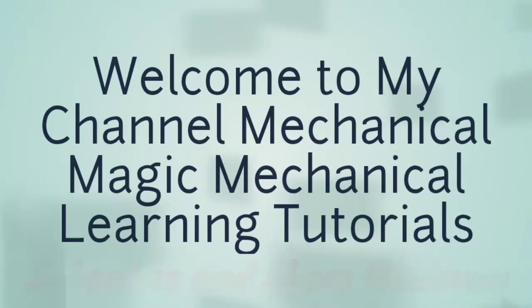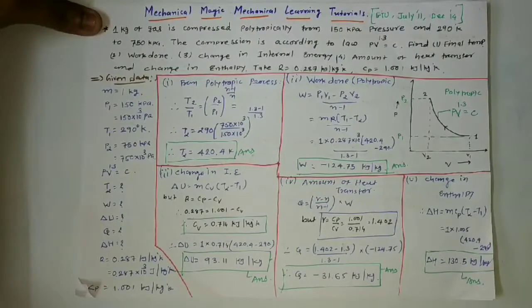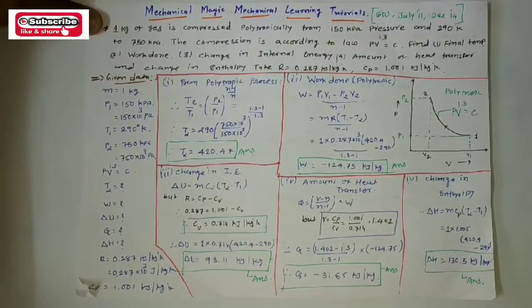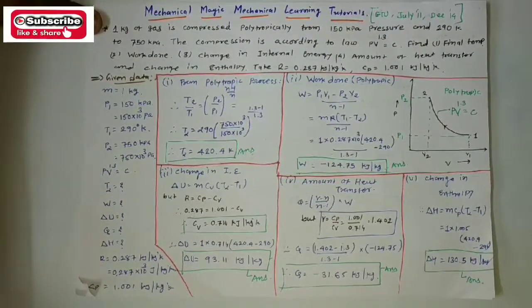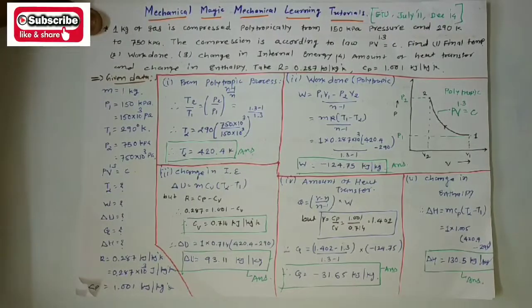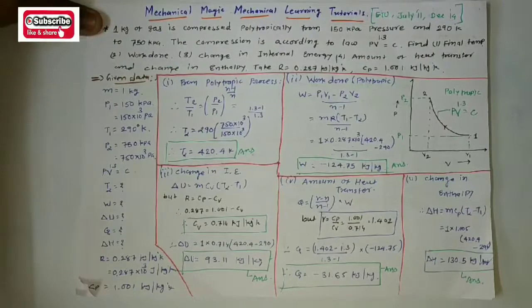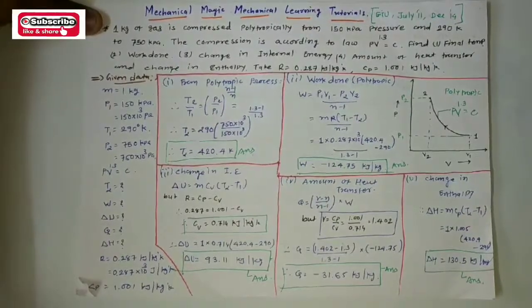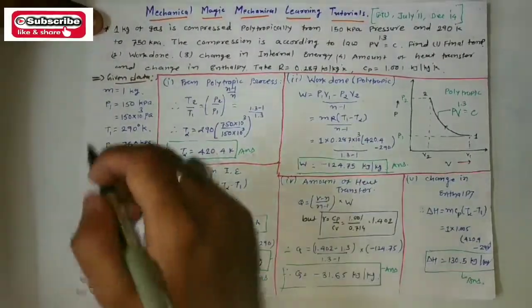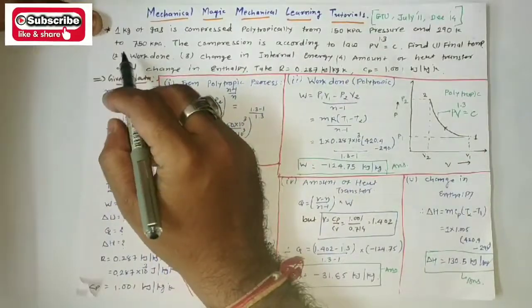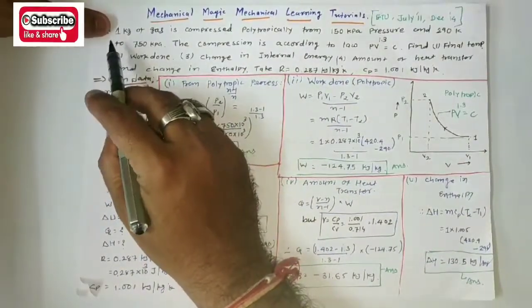So in this video I am explaining how to calculate different temperatures, internal energy, work done, amount of heat transfer and change in enthalpy for a polytropic process. So let us see the data. It will be given in the example.